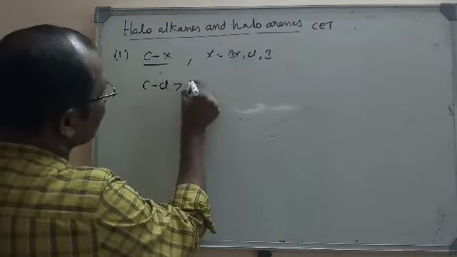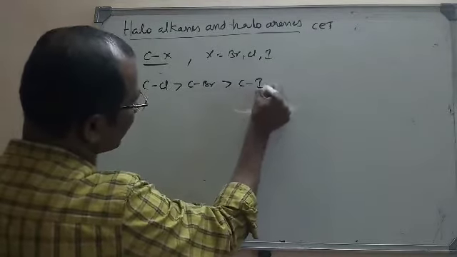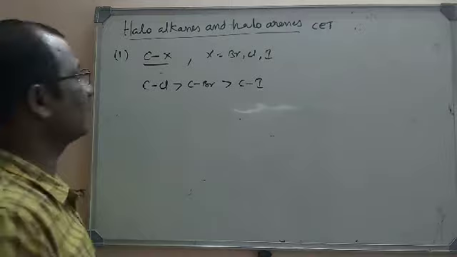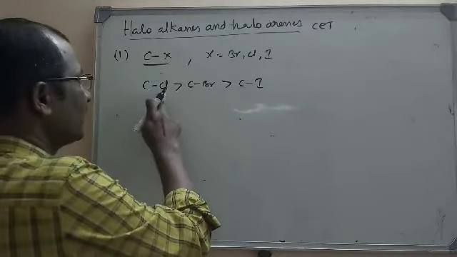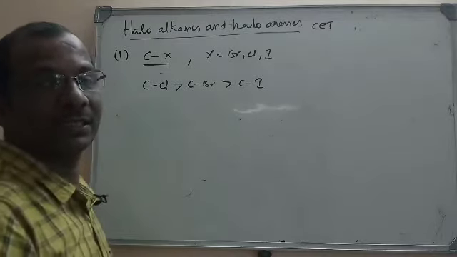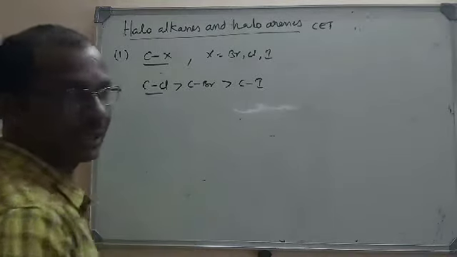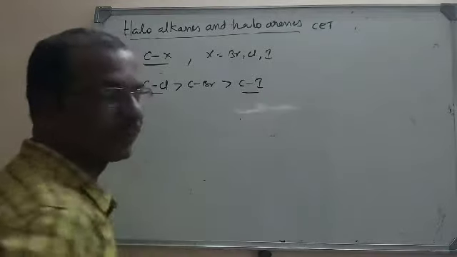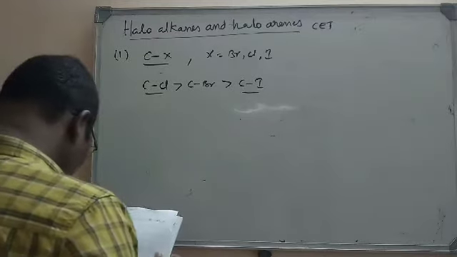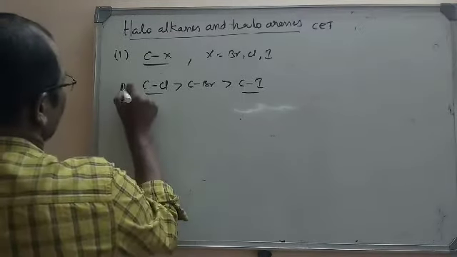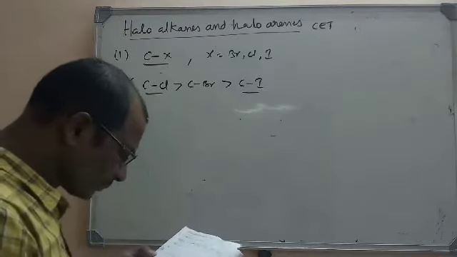C-Cl bond is stronger than C-Br bond, which is stronger than C-I bond. Here the bond length is shorter. Not only that, the C-Cl bond is more polar because chlorine is more electronegative, so this will have the highest bond energy and C-I will have the least bond energy. So the correct option is A. Let us move to question number 2.